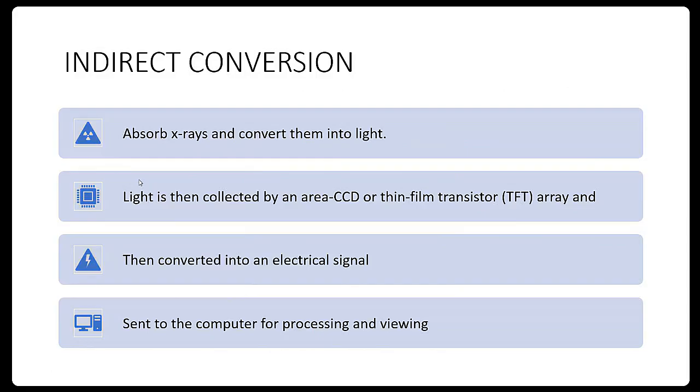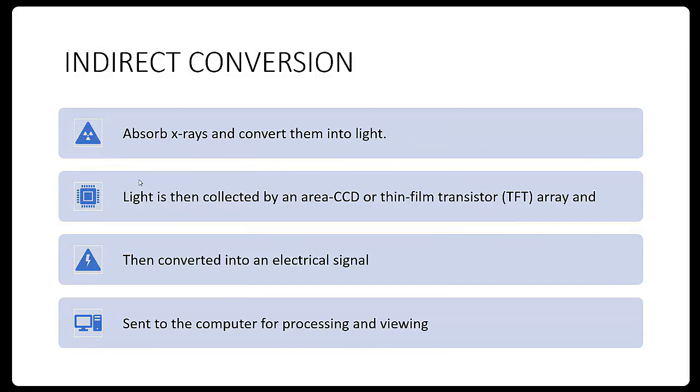A scintillator is the primary material for X-ray interaction. So when X-rays strike the scintillator, the X-ray energy is converted into visible light. So the first step is the scintillator. The scintillator is the primary material for X-ray interaction. When X-rays fall on the scintillator, it is converted into visible light.